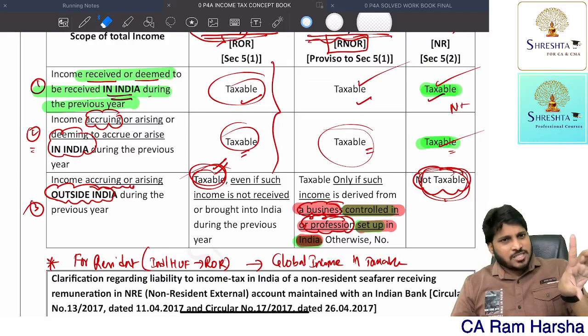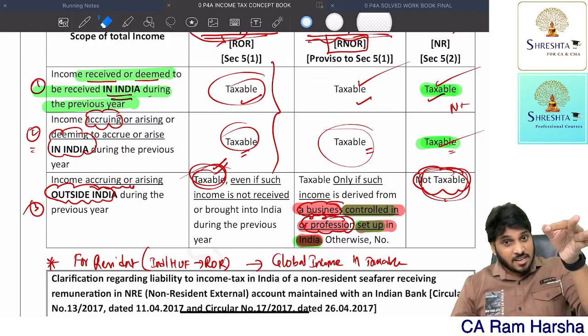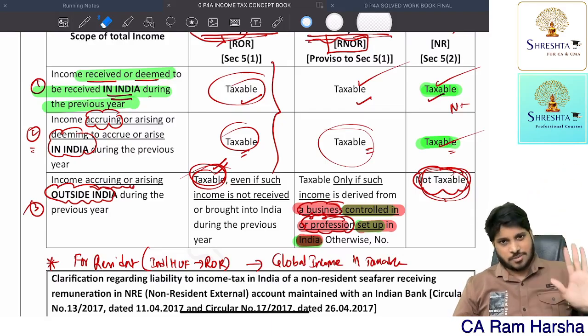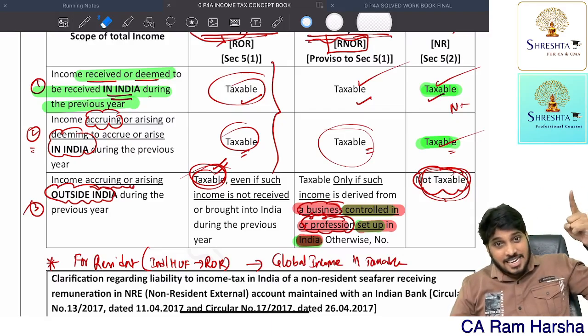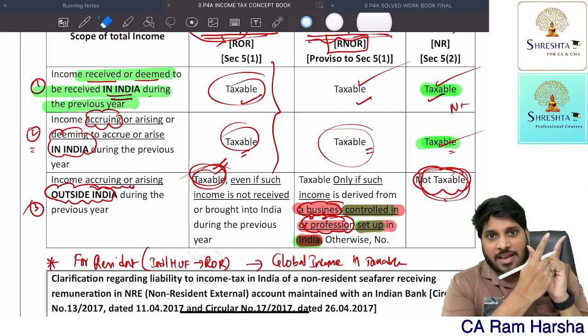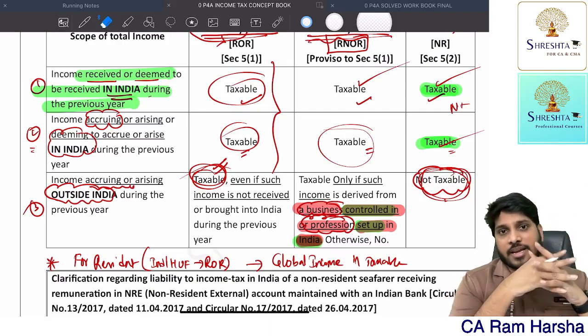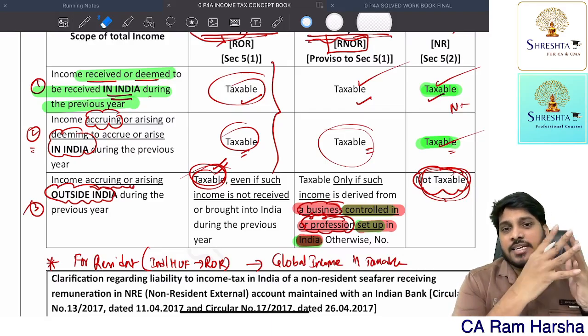So I purchased the shares of Apple Incorporation in the United States by using funds which are there in the Bank of America. And the company declared a dividend. The dividend is directly credited to Bank of America, my foreign bank account. It is credited directly to my foreign bank account. Now tell me, if an income is directly credited to a foreign bank account.